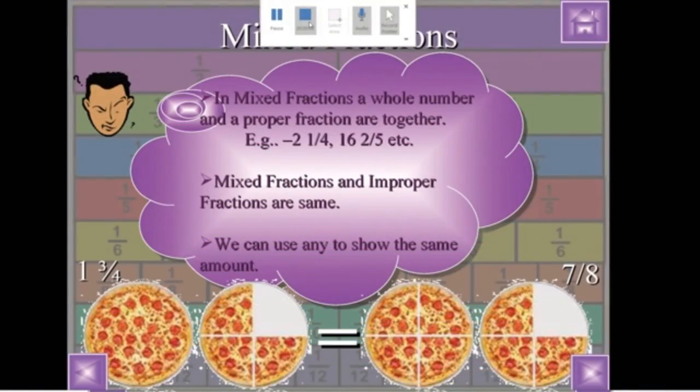In a mixed fraction, a whole number and a proper fraction are together. Example, 2 raised to 1 by 4, 16 raised to 2 by 5. Mixed fraction and improper fraction are the same.